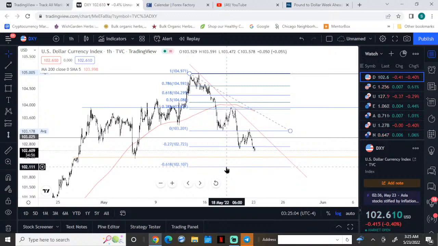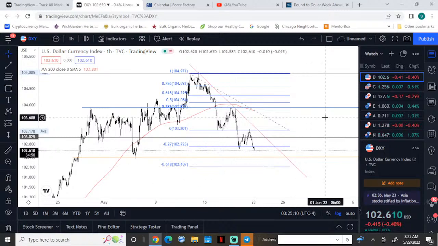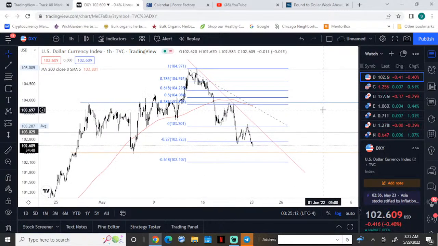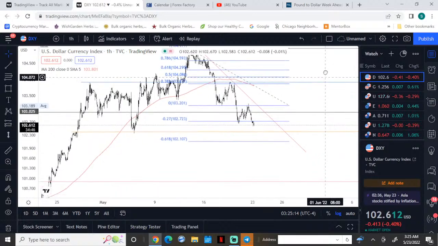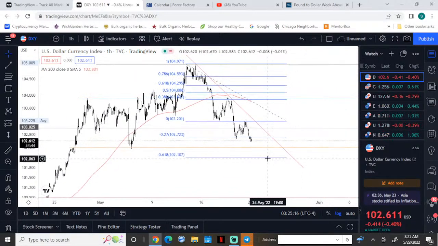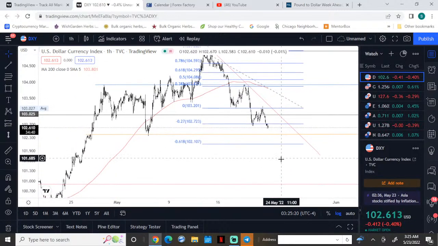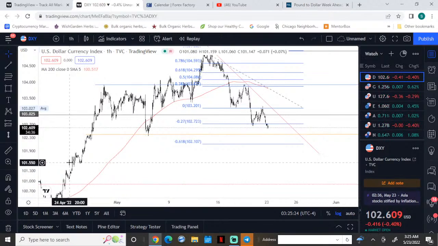I do trade USD pairs just because they correlate with the dollar. So this would be my markup for the week. Once it gets to the negative 618, I have a zone right here. I'm gonna mark this. I wanna mark it here or here, let me see.